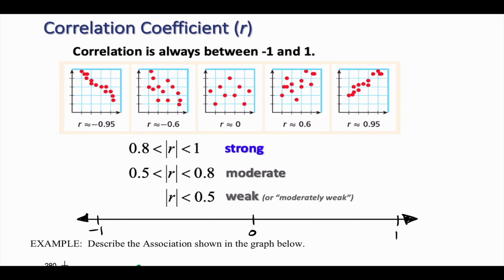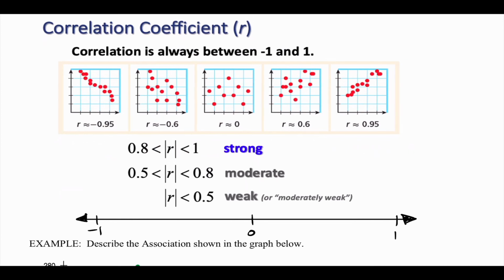Okay. So we would consider it weak up until about 0.5. So let me put 0.5 here. 0.5 would be right here, and -0.5. So if it's in here, I would consider it weak. If R is anywhere in there, I would consider it weak.